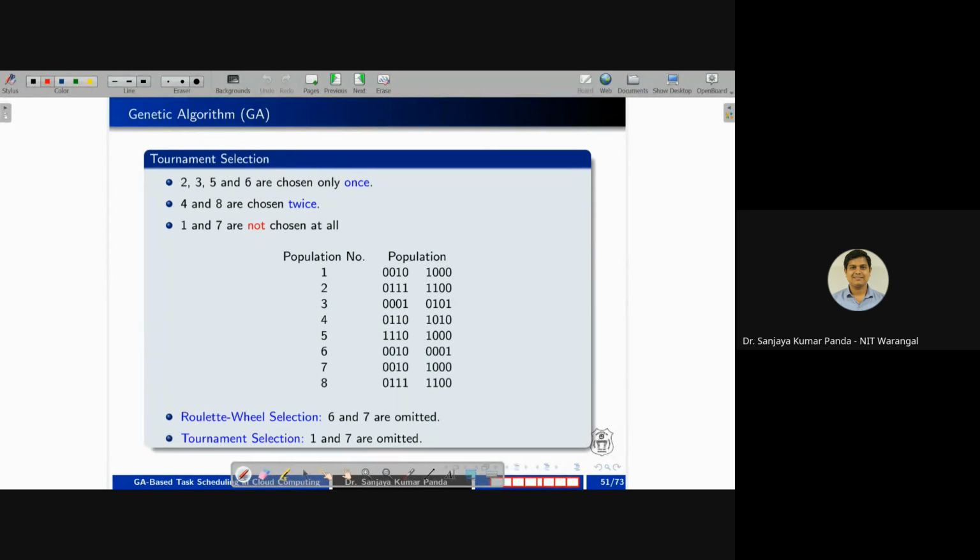So what will we do? Population 1 will be discarded, population 7 will be discarded. And in place of populations 1 and 7, we will duplicate 4 and 8. So there is above average, average, and below average. Below average populations we have to discard, above average populations we have to duplicate, and average populations we will keep as they are. If you compare with roulette wheel selection, in which we omitted 6 and 7, in the tournament selection case we have omitted 1 and 7.